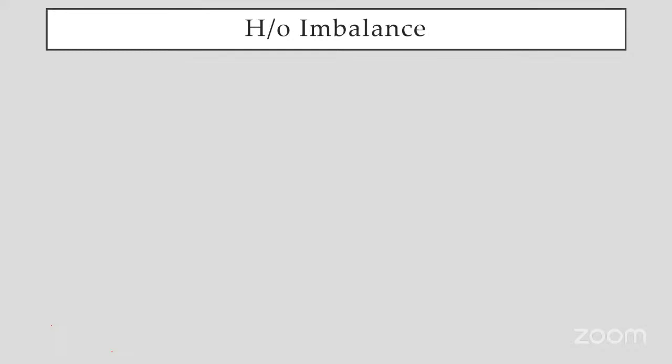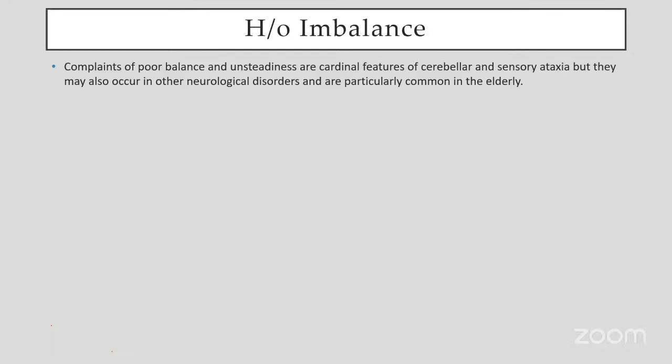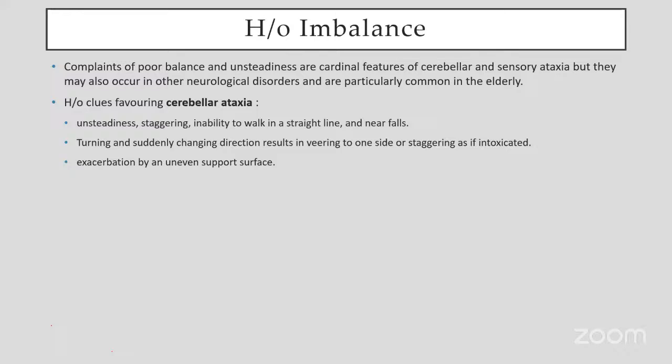Moving on to history of imbalance, the patient may have complaints of poor balance and unsteadiness. This is a cardinal feature of cerebellar and sensory ataxia, but it may also occur in other neurological disorders and is particularly common in the elderly. History clues which favor cerebellar ataxia are unsteadiness, staggering, inability to walk in a straight line, and near falls. Turning and suddenly changing directions results in veering to one side or staggering as if intoxicated, and it can be exacerbated by an uneven support surface.